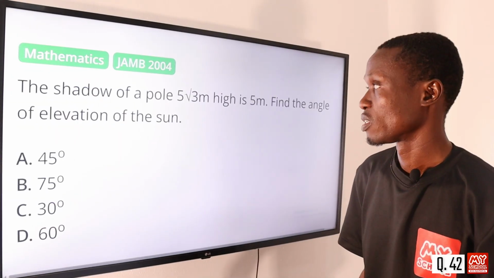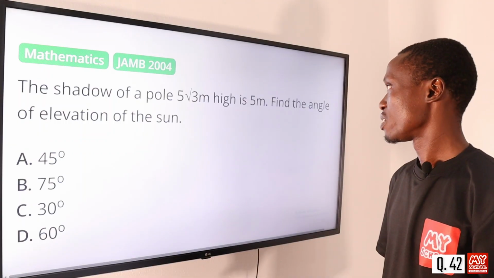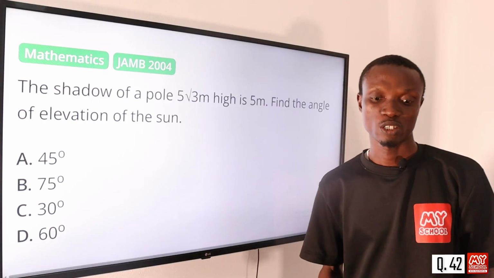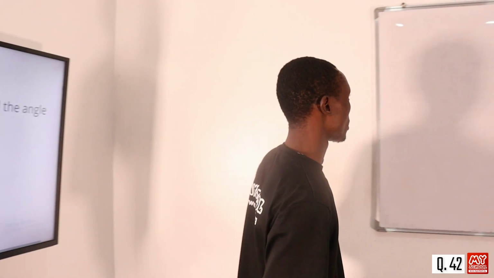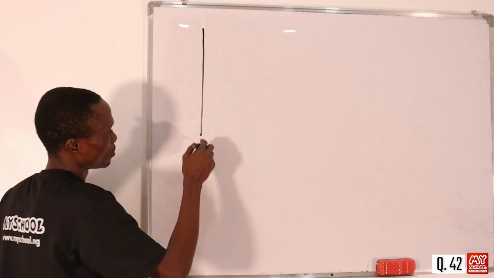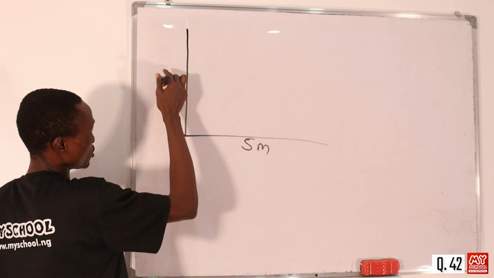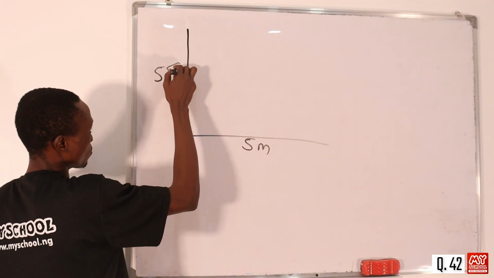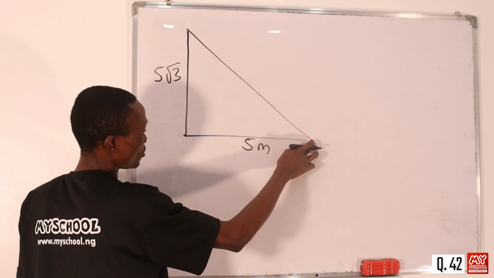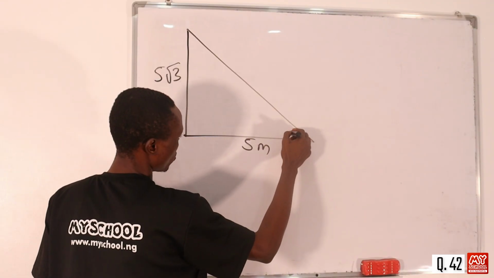Question 42. The shadow of a pole 5 root 3 meters high is 5 meters. Find the angle of elevation of the sun. So let's move over to the board to provide the answer to this question. This represents the pole, and this represents the shadow, which is 5 meters. We are looking for the angle of elevation of the sun, which should be here.